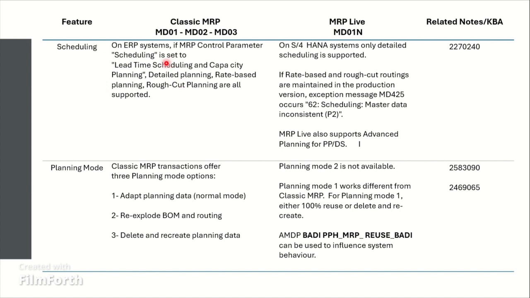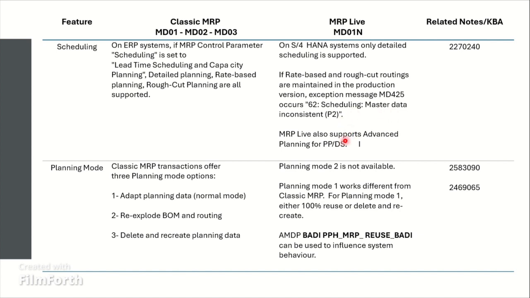And comparing this feature with S/4HANA or the MRP Live, here we only have the rate-based and the rough-cut routings maintained in the production version. So in that case, we will have the exception message MD425, which is basically the scheduling exception message saying that the master data is inconsistent, right?